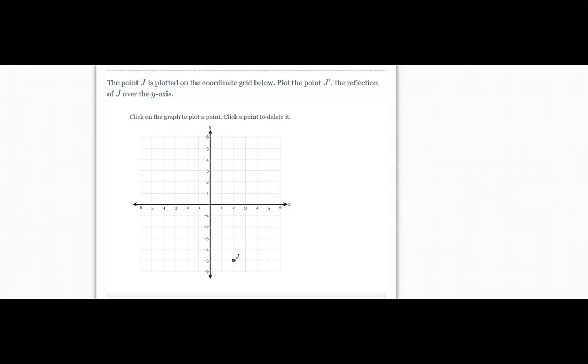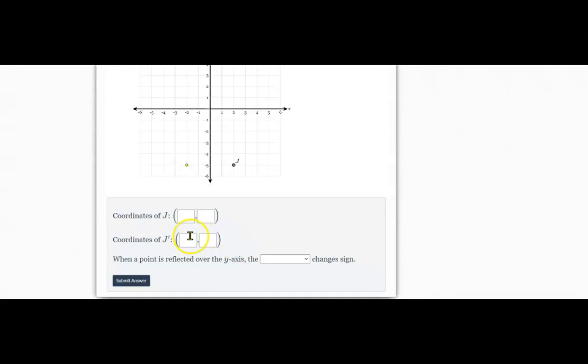So instead of moving 2 units to the right, we'll move 2 units to the left. So once we do, we click there, and then it's going to ask us to generalize the rule, which is, what were the original coordinates? 2, -5. What are the new coordinates? -2, -5. And what changed? And what stayed the same? The y-coordinate stayed the same, but the x-coordinate changed.